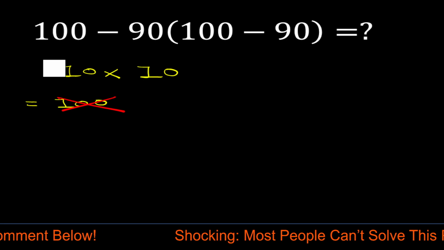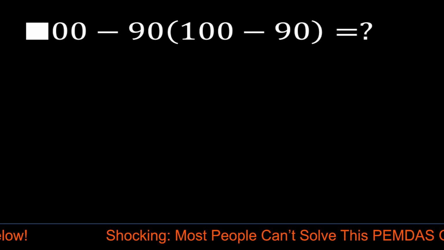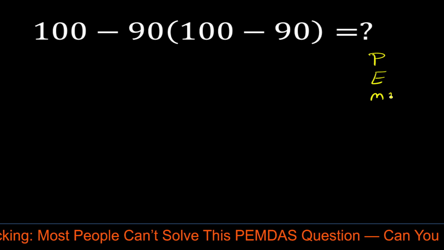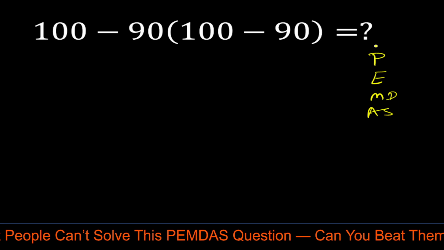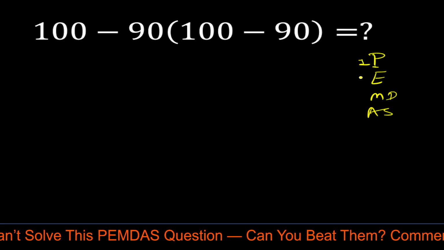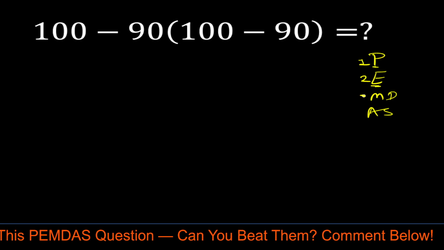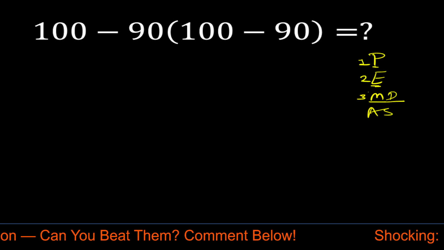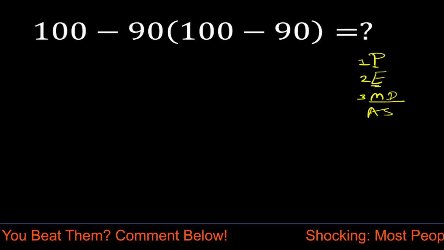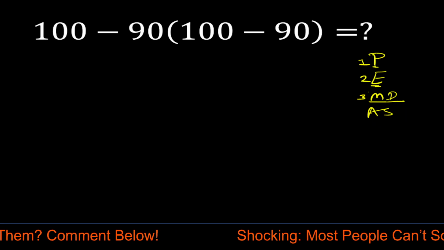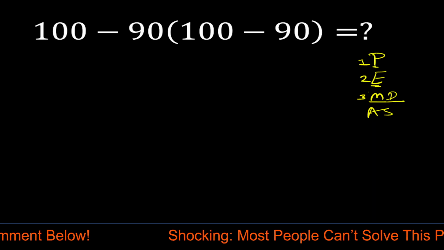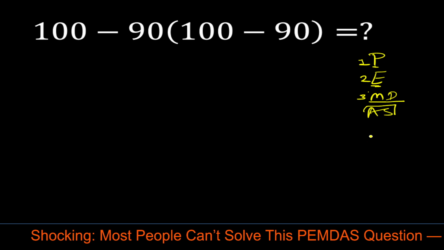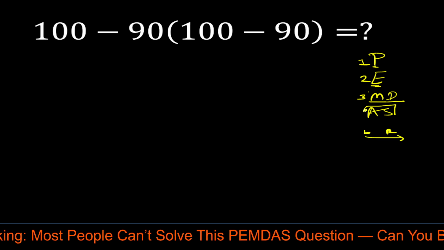So now let's solve this problem correctly by using the PEMDAS rule, right? So PEMDAS, P E M D A S. According to the PEMDAS rule, first priority is parentheses, then second priority is exponents, then third priority is multiplication and division. Here multiplication and division both have equal priority, so we have to solve it from left to right. And fourth priority is addition and subtraction. Also addition and subtraction both have equal priority, so we have to solve it from left to right.